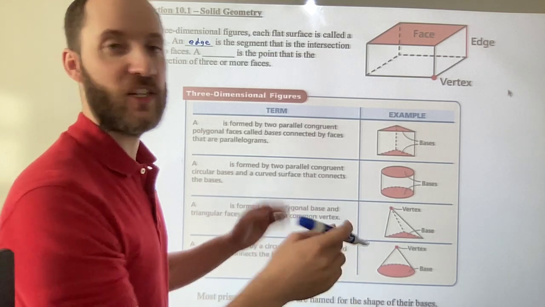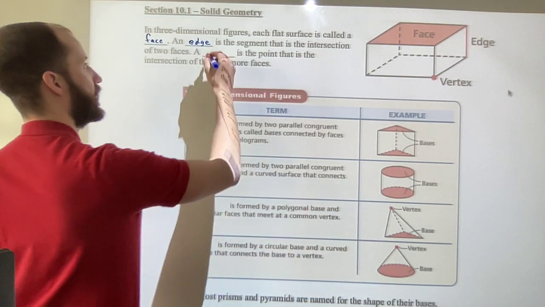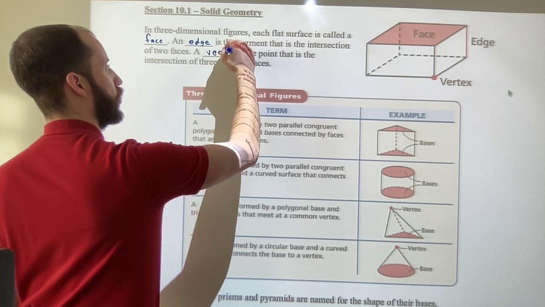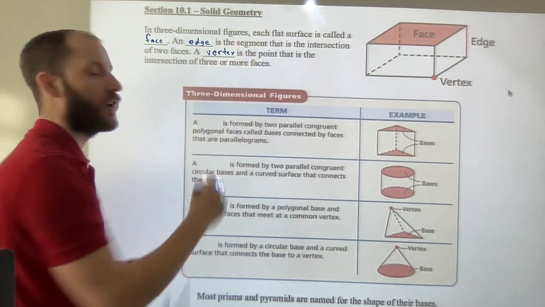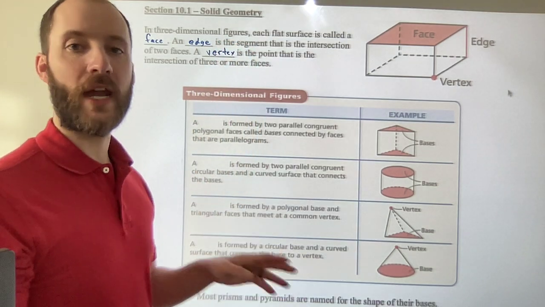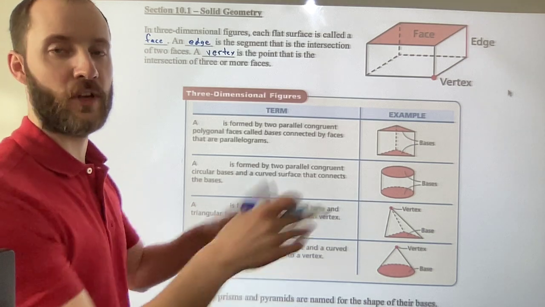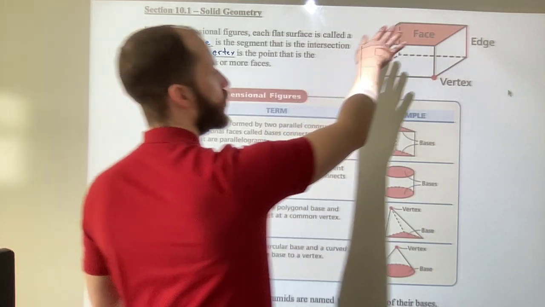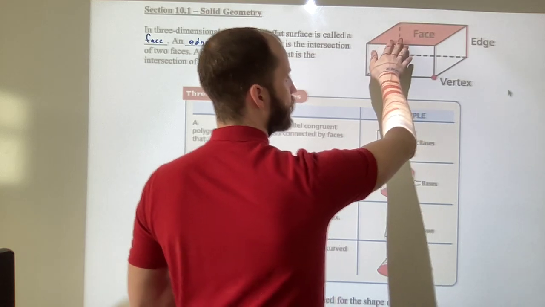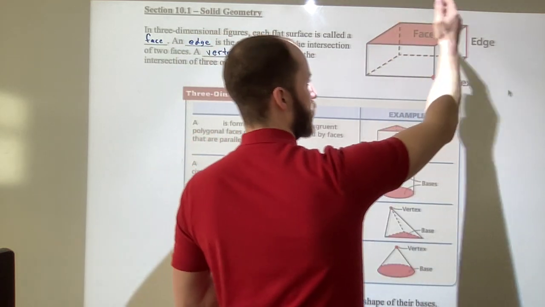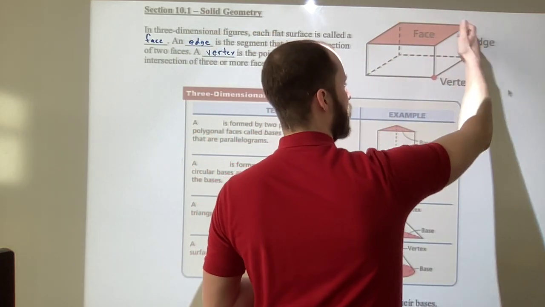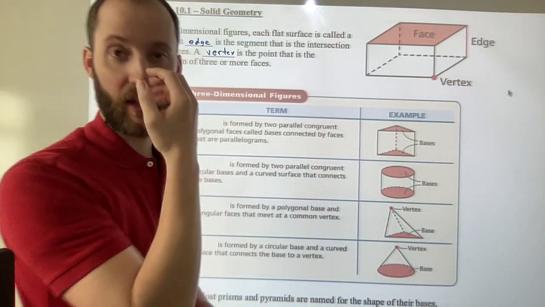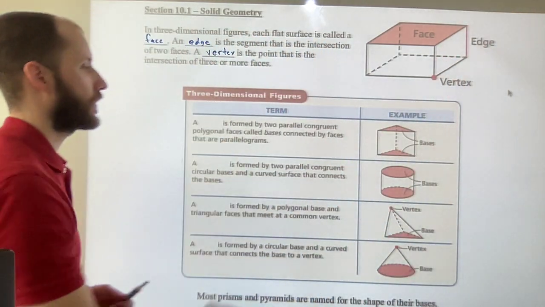Where edges intersect, those single points, call those a vertex, or plural, of course, vertices. Where those edges intersect each other. So 2-dimensional faces intersect in a 1-dimensional edge. 1-dimensional edges intersect in a 0-dimensional vertex.